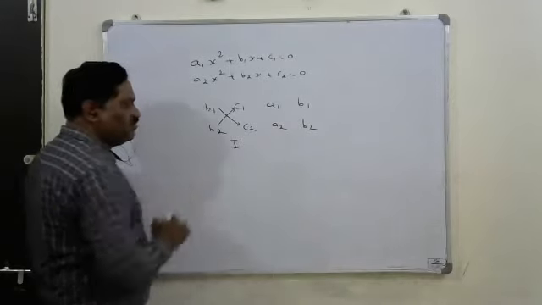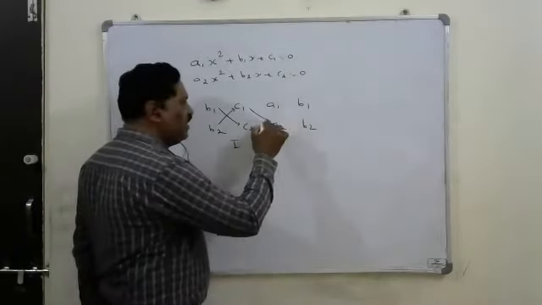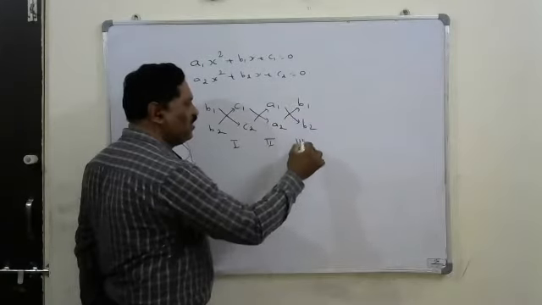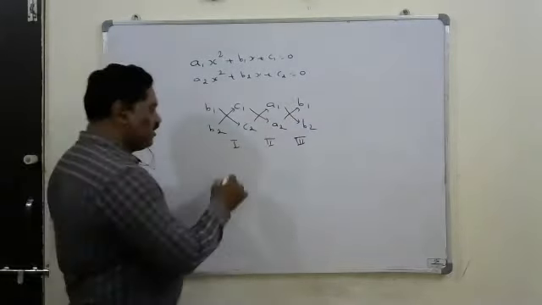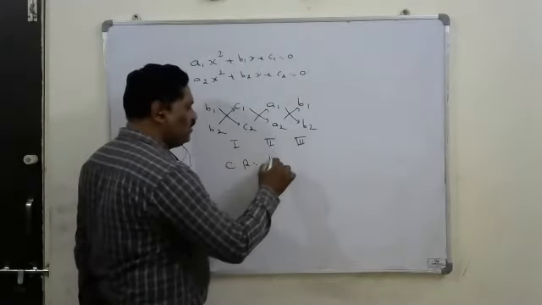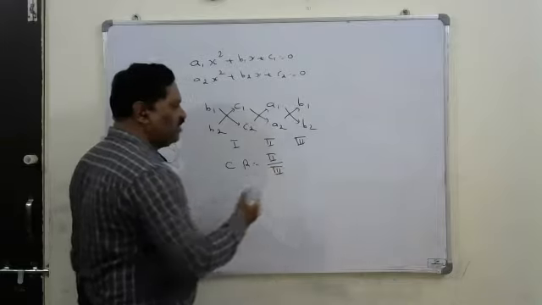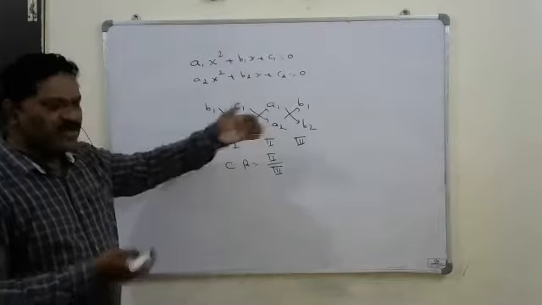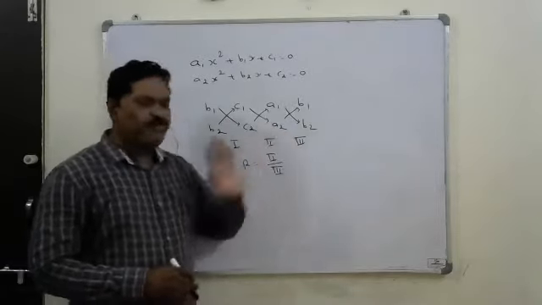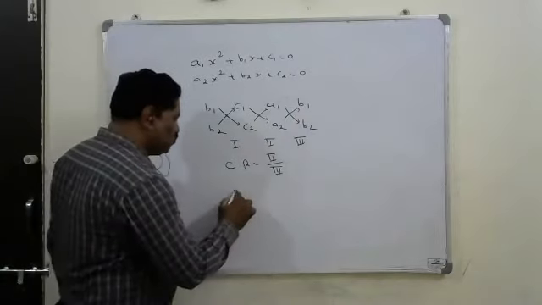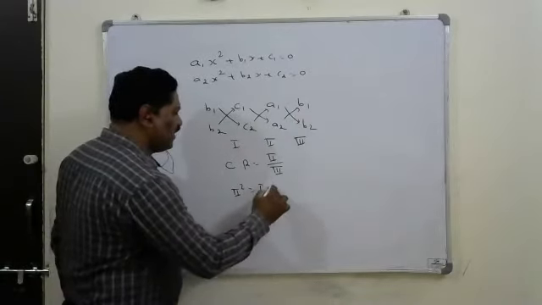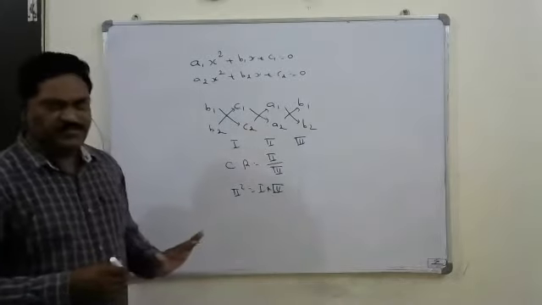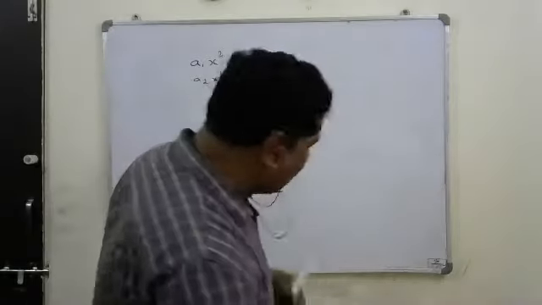Call this equation number 1, do the cross multiplication for the middle term and call that 2, and do the cross multiplication of these terms and call it 3. Then the common root is equal to 2 by 3. So directly you can remember that the common root is 2 upon 3, that is C1A2 minus C2A1 upon A1B2 minus A2B1. And the condition is that 2 square is equal to 1 into 3. Just remember these two conditions. So these are the conditions for having the common root.